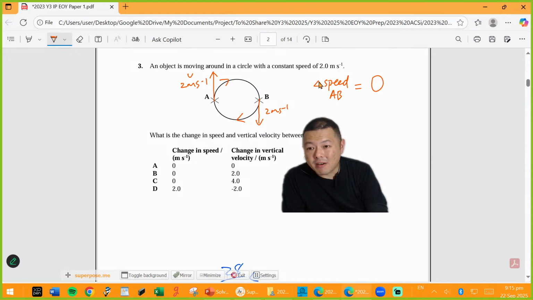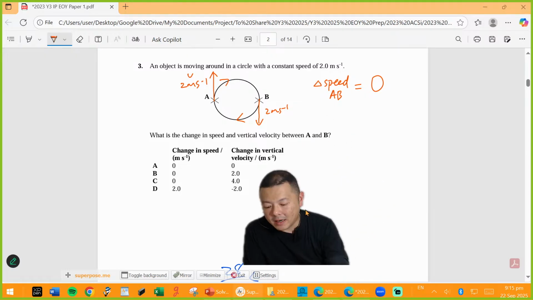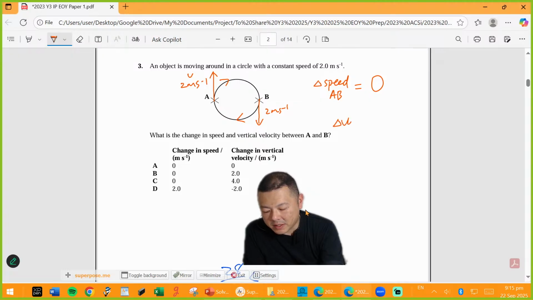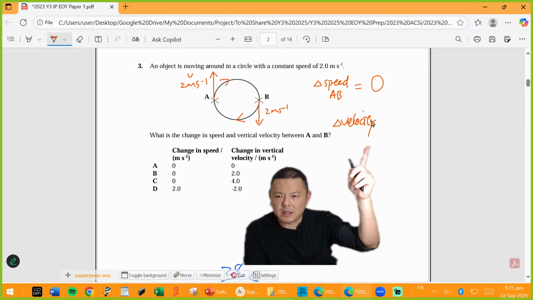Because speed direction doesn't matter. Right? Speed is just the magnitude. At A it's 2, at B it's 2, so the change is just 0 lah. Okay? Alright. But how about the change in velocity?